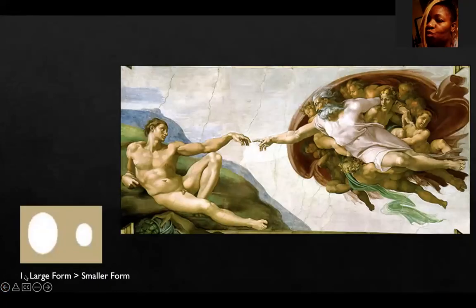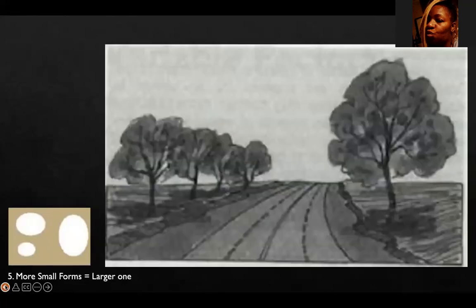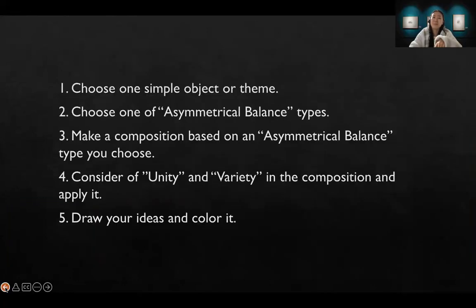Professor, I'm not a drawer, so I'm going to try as much as I can. Oh, I agree, no worries. You're not a drawer. I'm not going to check your drawing skill. I'm just checking what you learned through this chapter. Okay, so no worries, no worries.